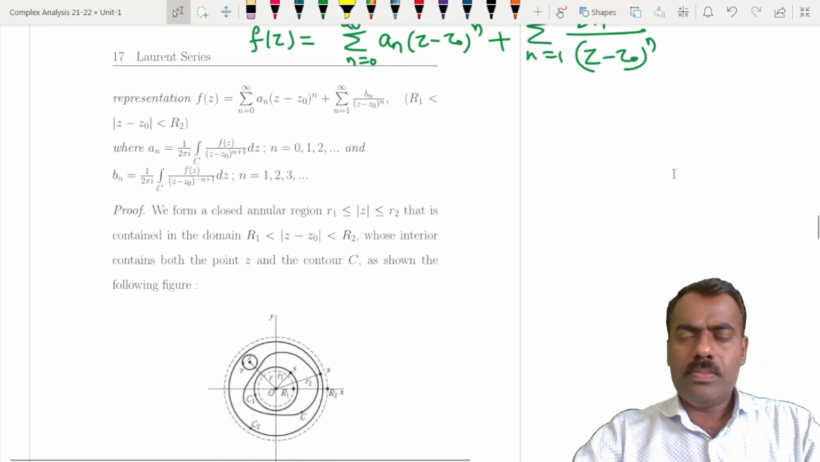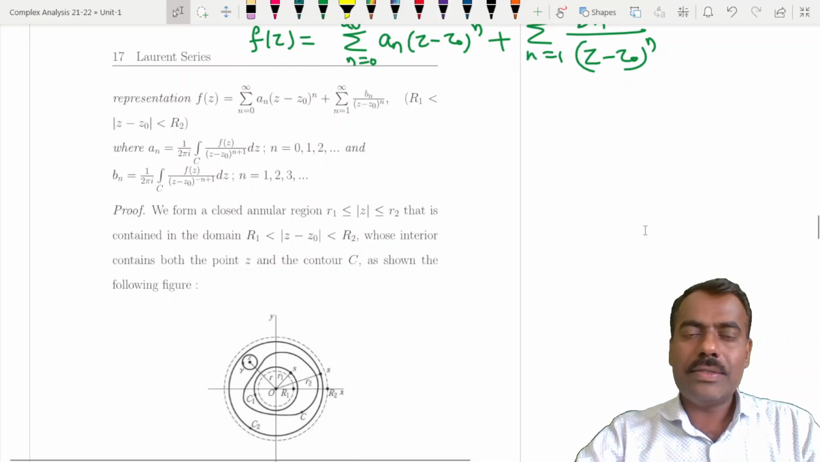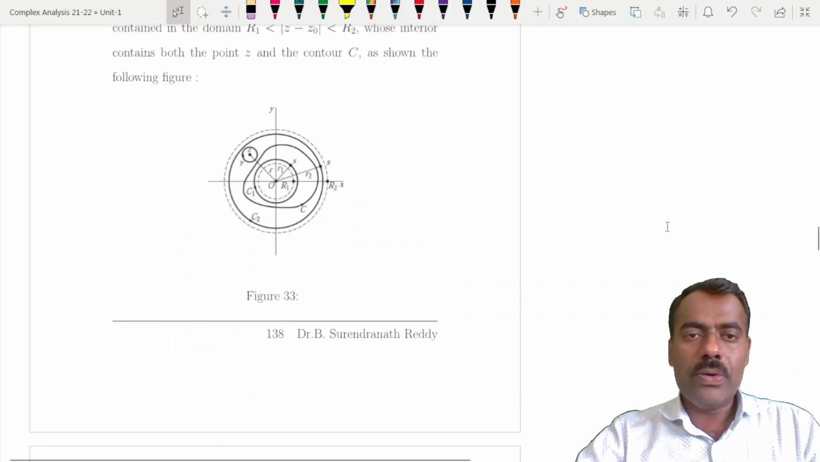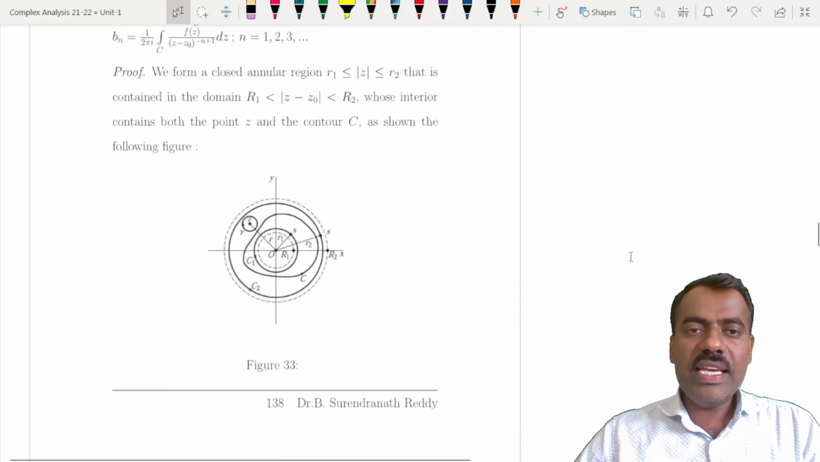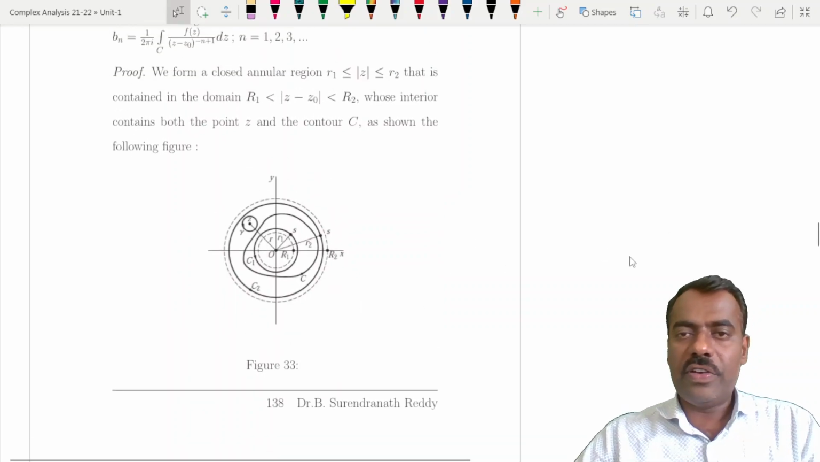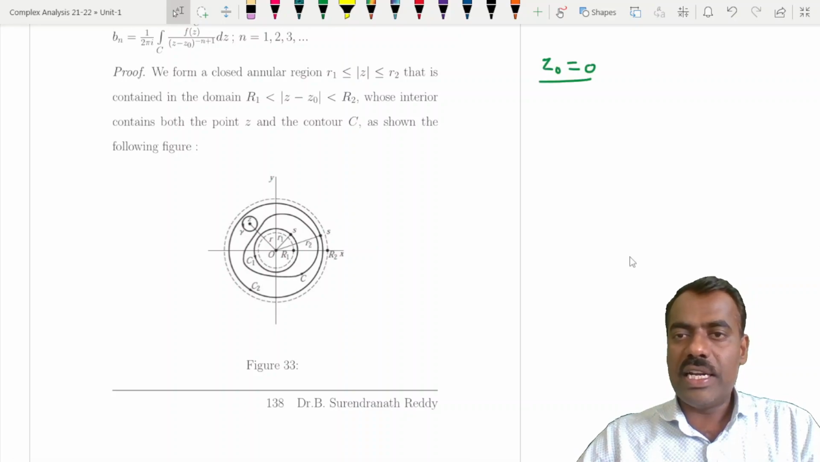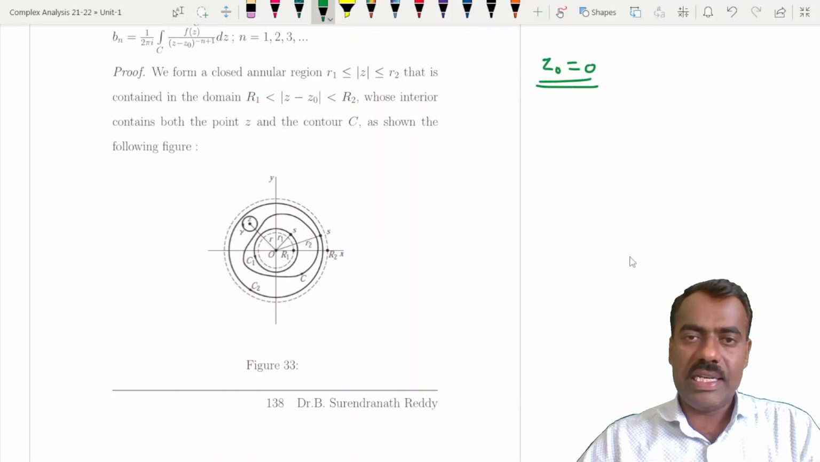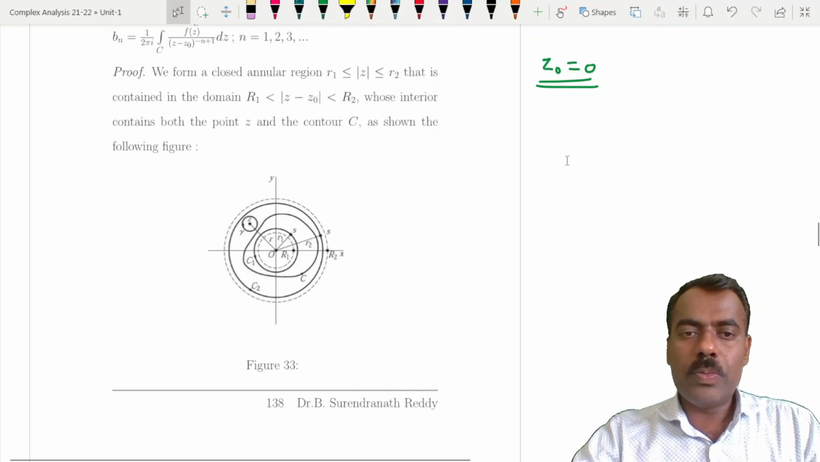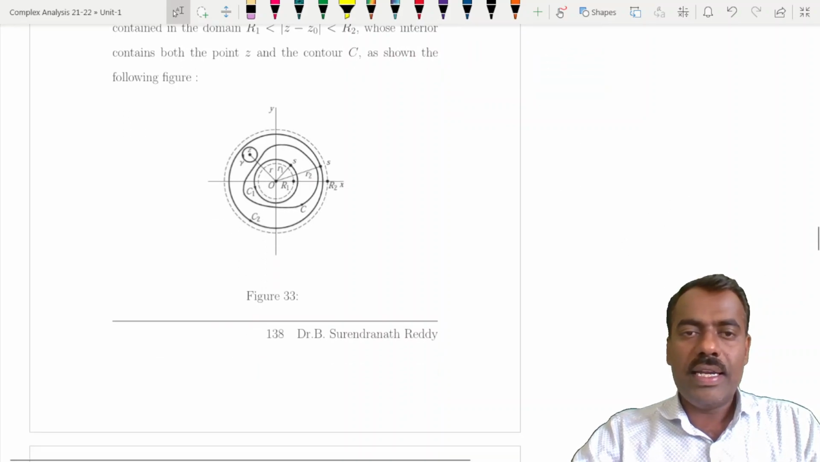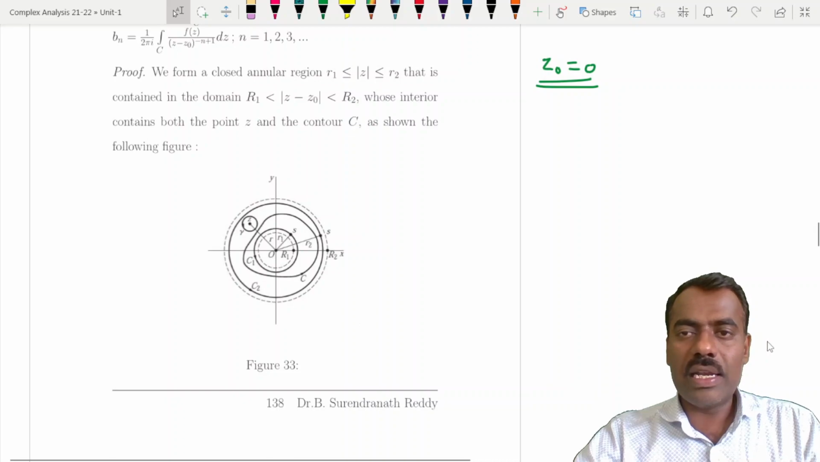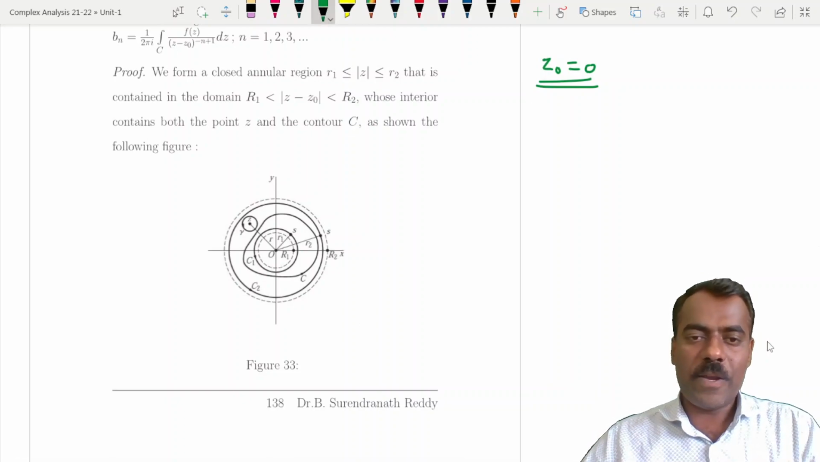Now again, the proof is similar. We want to find the value of f of z in that given domain. How we'll do it here is, again, we first prove it for z naught equal to 0, then we will translate. So when we want to prove it for z naught equal to 0, let's try to understand this. What is given to us? Then we will see what we will draw.